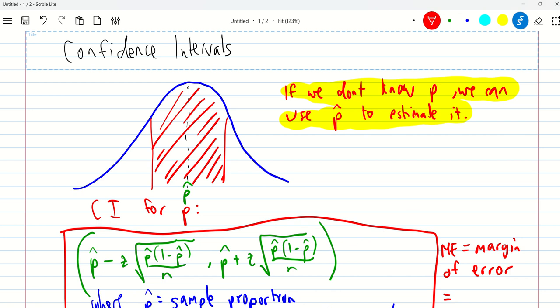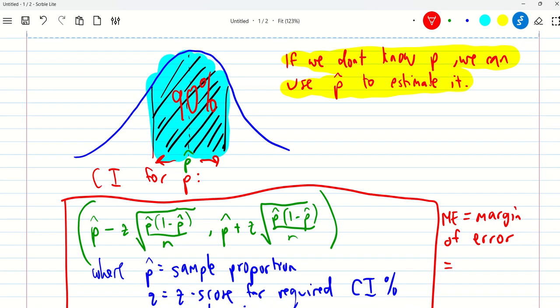So what we're saying is, we don't know what P is, but we want to be, let's say, 90% confident that it's between that lower bound and that upper bound. So let's say we want to be 90% confident. We want that area to be 90%, and then we go forwards by a certain amount and backwards by a certain amount. What is that certain amount?